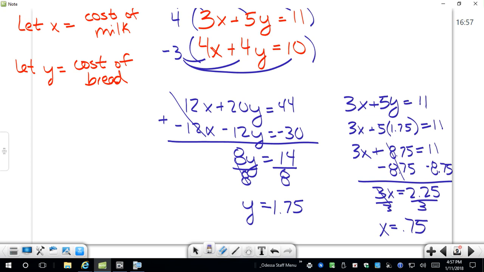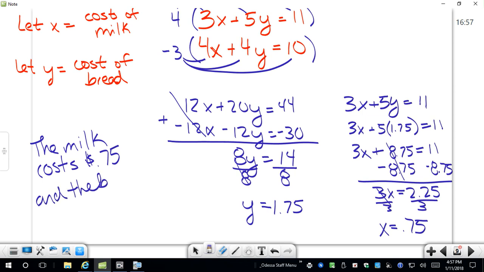Now that we have our x and y, guys, all we have left to do is write our sentence. So the milk costs 75 cents and the bread costs $1.75. And we are done. Let's move on.